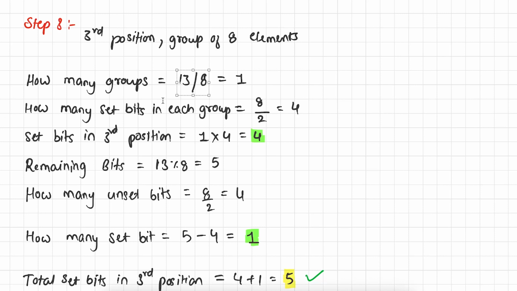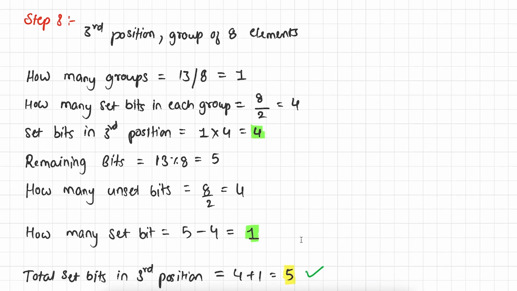Now, how many unset bits are there? Unset bits are equal to set bits, because if a group consists of 4 elements or 8 elements, there are 4 zeros and 4 ones. So unset bits are also 8 divided by 2, that is 4. Now here is a trick. We can calculate how many set bits are there. Remaining bits are 5 and unset bits are 4. There are 5 bits remaining, and out of those 5 bits only 4 are zeros. It means there is 1 bit that is set. So how can we calculate this?